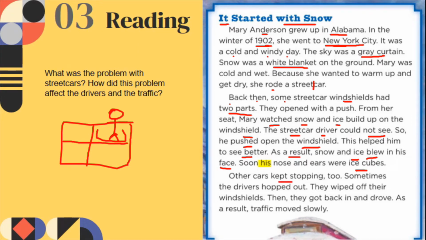Other cars kept stopping too. Sometimes the drivers hopped out. They wiped off their windshields, then they got back in and drove. As a result, traffic moved slowly.